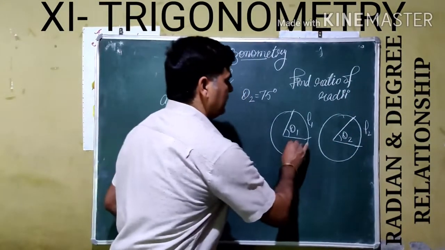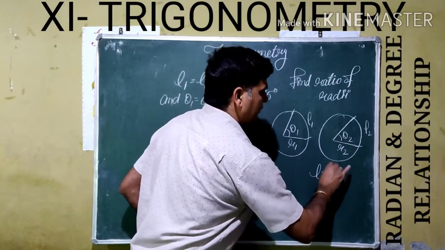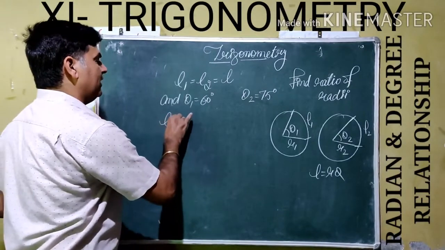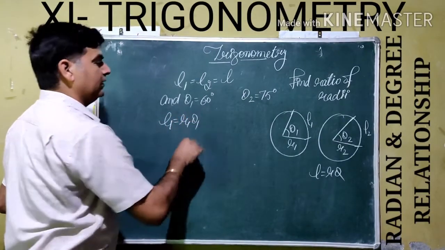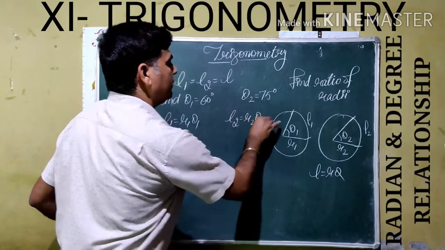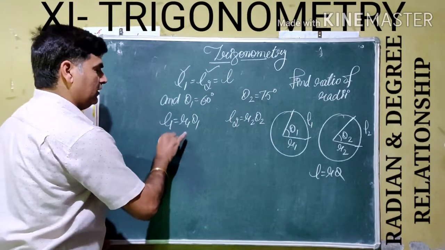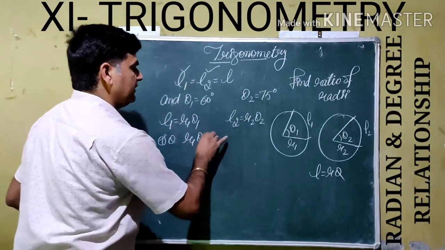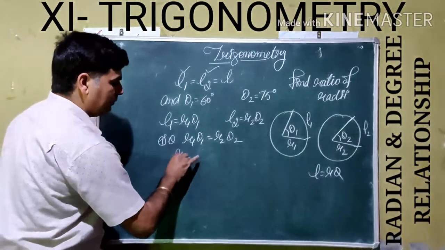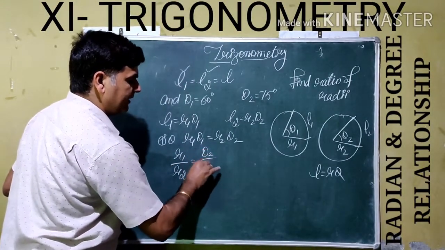Suppose the radius in this circle is R1, here it is R2. We know that L is given by R theta. So here L1 is given by R1 theta 1 and L2 is given by R2 theta 2. Because both the lengths are equal, it means R1 theta 1 is equal to R2 theta 2. R1 by R2 we need here. So it becomes theta 2 divided by theta 1.